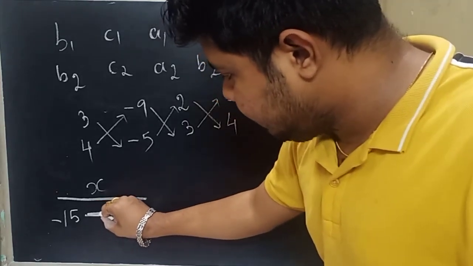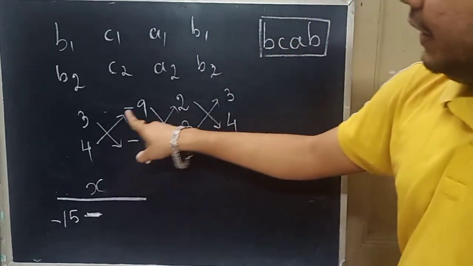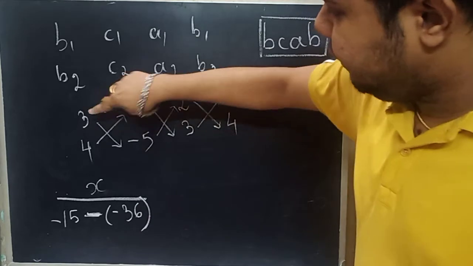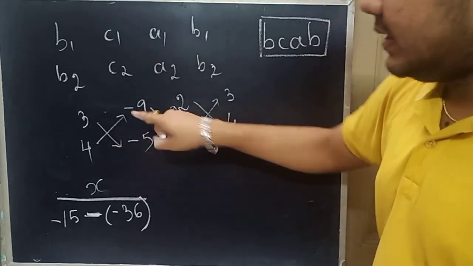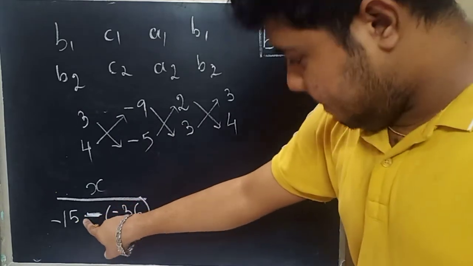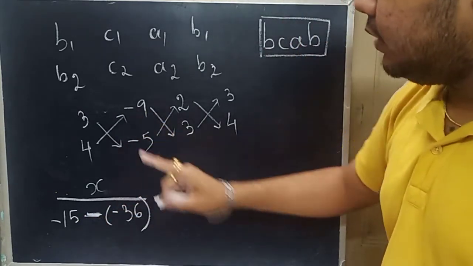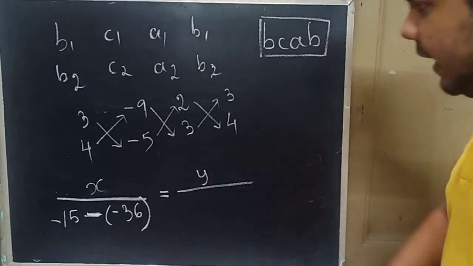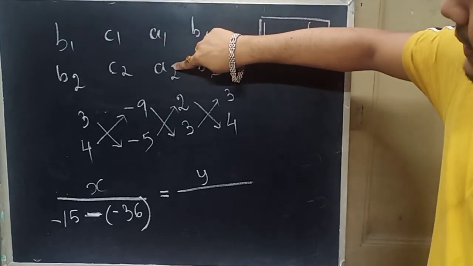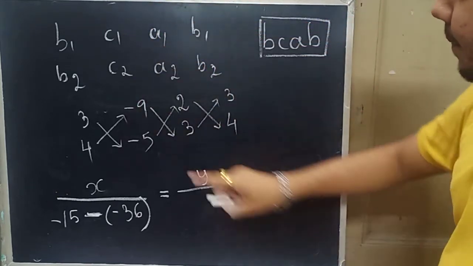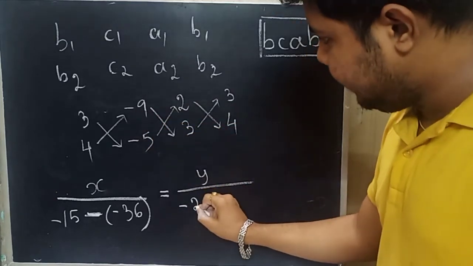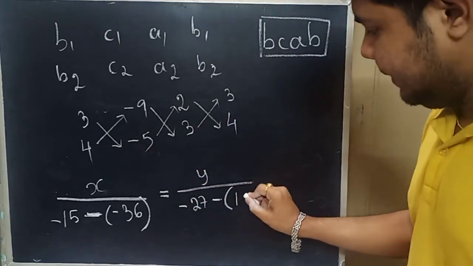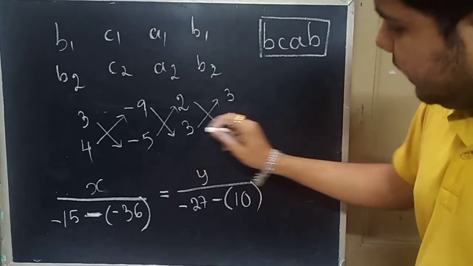Minus of the formula: again 4 into minus 9 is minus 36 in the bracket. The formula is B1C2 minus B2C1. So B1C2 is minus 15, minus B2C1, which is 4 into minus 9, minus 36. X done. Again write y at the top. Now for y, C1A2 minus C2A1. So minus 9 into 3 will come to minus 27, minus of the formula, again minus 5 into 2 is minus 10.